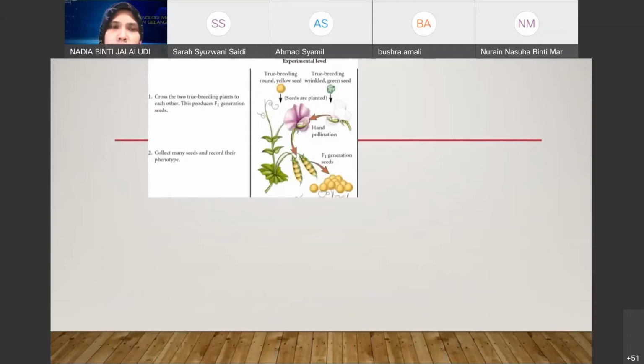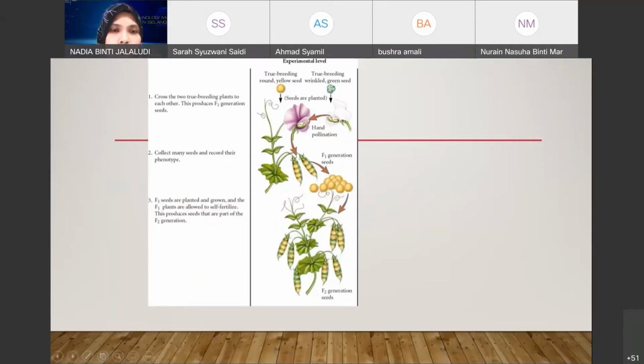Okay, so apa yang Mendel buat? Dia cross the 2 true breeding plants to each other to produce the F1 generation. Okay, so yang true breeding ni, homozygous dominant is round and yellow. So the seed is round and color yellow. Meanwhile, yang homozygous recessive ni wrinkled and green. So dia hand-pollinate to produce F1 generation seeds and then tanam pula F1 ni so that dia dapatkan pula seeds of F2. So dia tengoklah seeds of F2 ni macam mana pula.